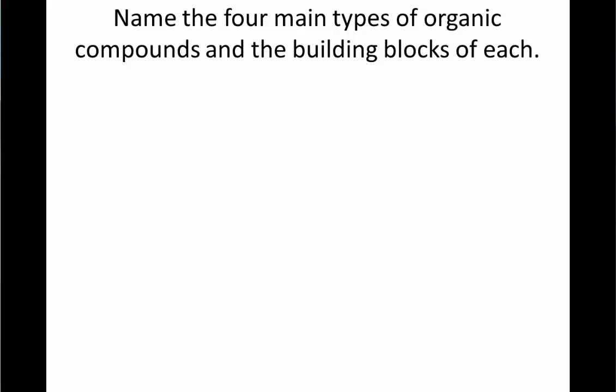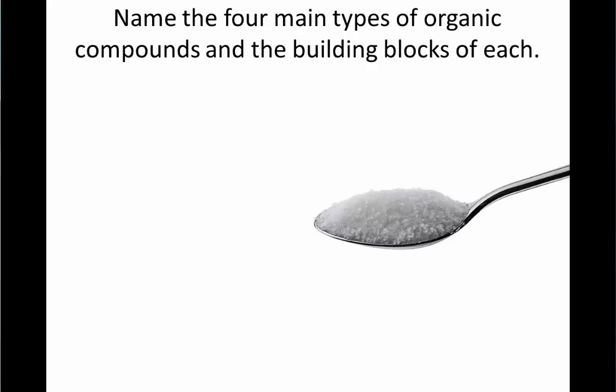So let's look at the four main types of organic compounds that actually undergo these processes. The first is sugar, or carbohydrates. The base unit of a carbohydrate is a monosaccharide. The prefix mono means one, and saccharide represents the sugar. And so glucose is a sugar that you've probably heard of before. It is a 6-carbon ring, as indicated here.